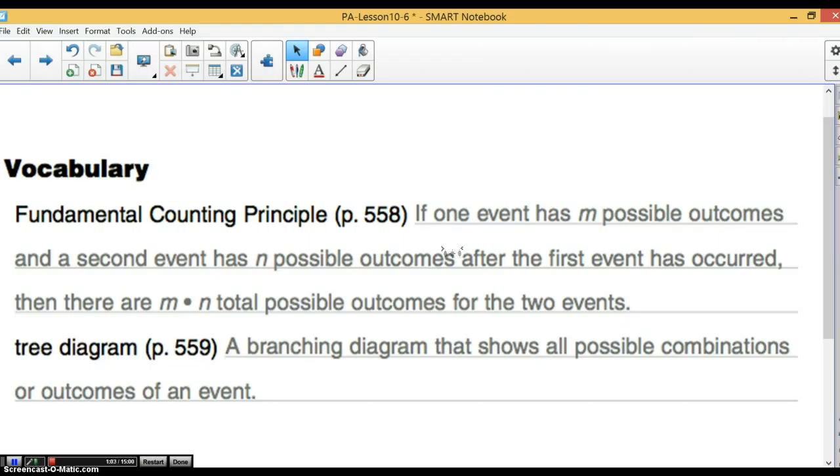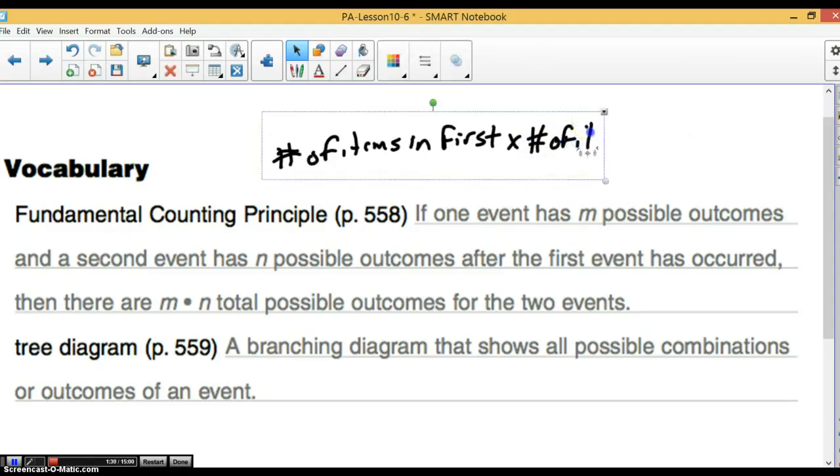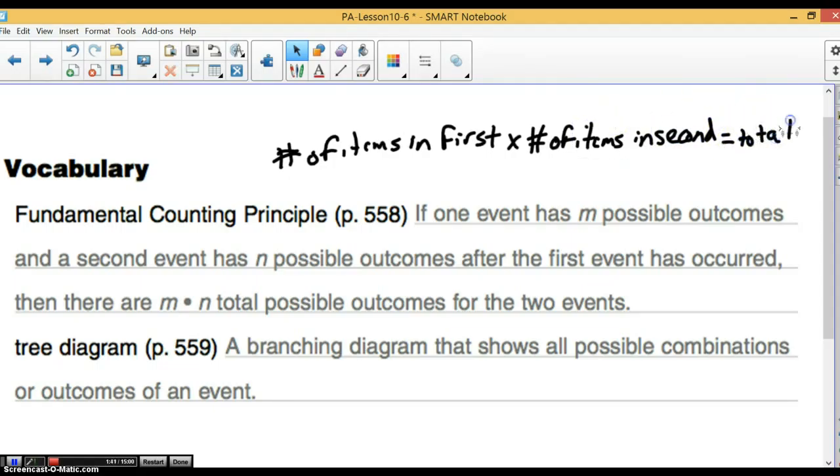What it's saying is if you have two different things and you want to figure out how many ways they compare, you take the number of items in the first one. So you take the number of items in our first, and you multiply that by the number of items in the second. And that equals total number of pairs.